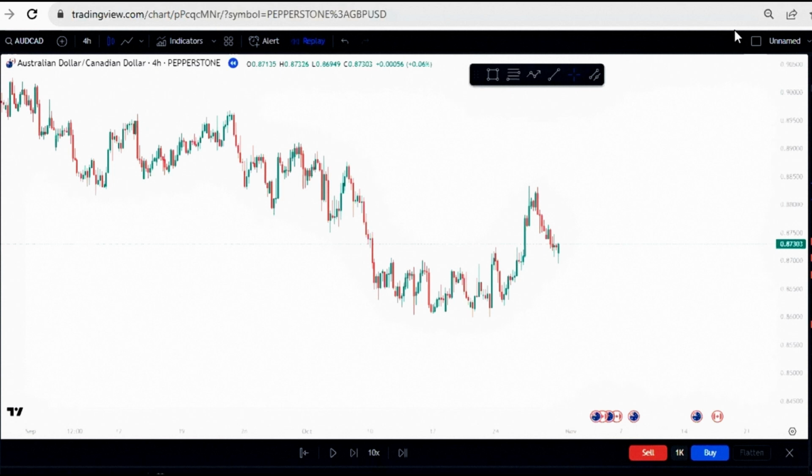Hello everyone. Today we'll be talking about supply and demand zones. This is a strategy that has become very popular because of its effectiveness.